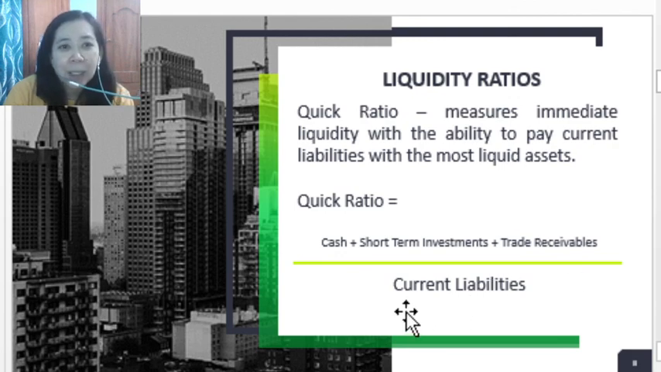Our denominator is still current liabilities. So again, just like in our current ratio, the analysis is that we should at least have a quick ratio of one or more, which will indicate that the entity is able to pay their current liabilities when they fall due. Again, the only difference is the numerator in the formula. So that's all under the liquidity ratios.